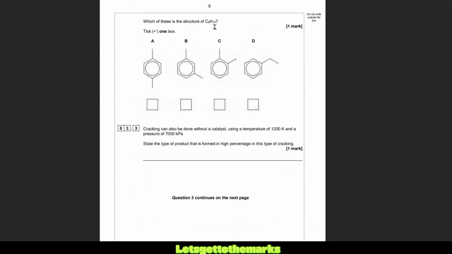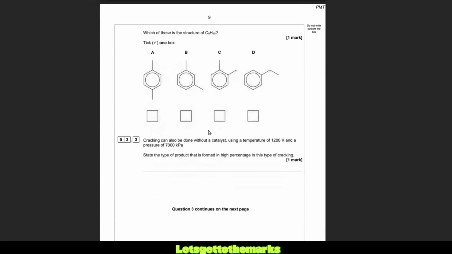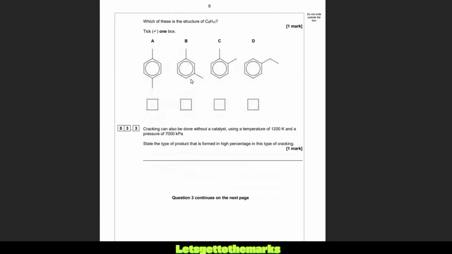Which of these structures is C8H10? Tick one box. Is it A? Is it B? Is it C? Is it D? Now, just to show you, how would you identify that? It's going to be the one with 5 peaks, because in the spectrum there are 5 peaks, and those 5 peaks are equal to the number of carbon environments. So what we're looking for is which of A, B, C, and D has 5 unique carbon environments.